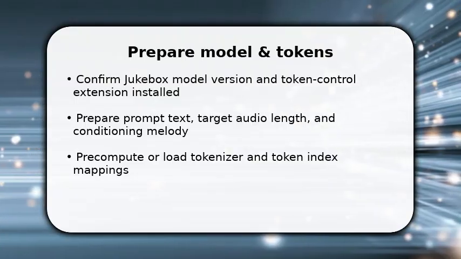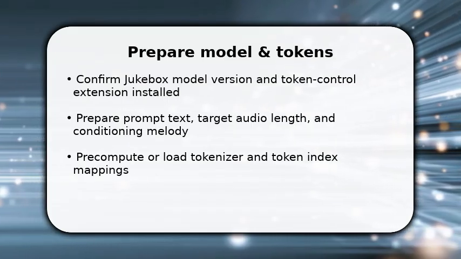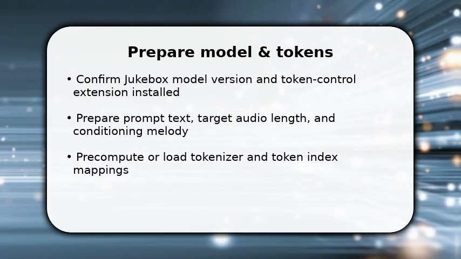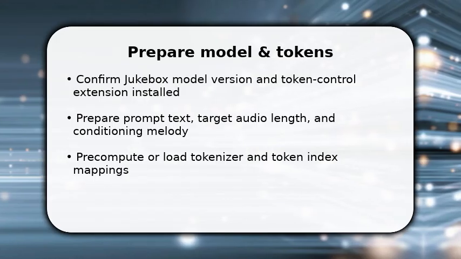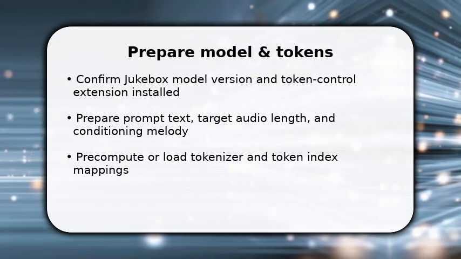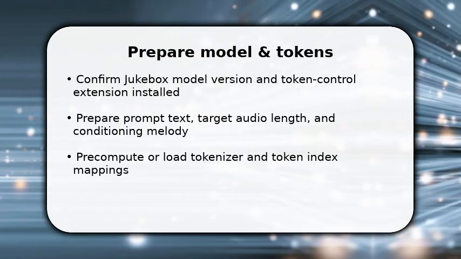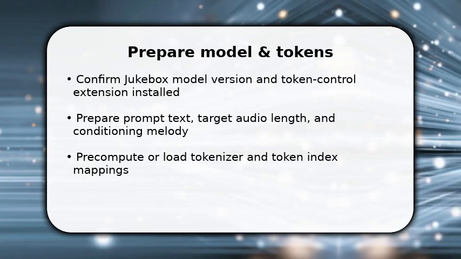You start by confirming the exact Jukebox model and token control extension installed. This ensures compatibility. Load the tokenizer and token index mapping so you can reference token ID directly. Next, prepare your prompt text and any conditioning audio or MIDI for the target phrase. This gives the model something concrete to anchor to.